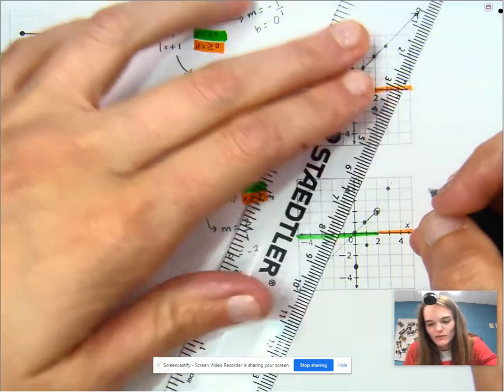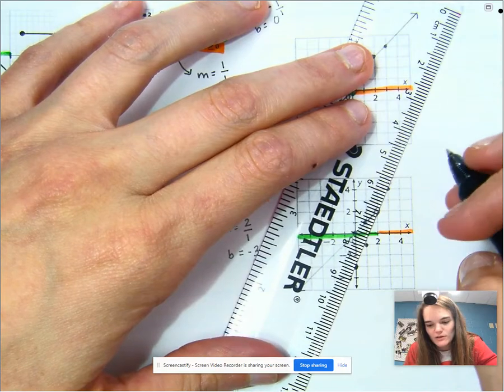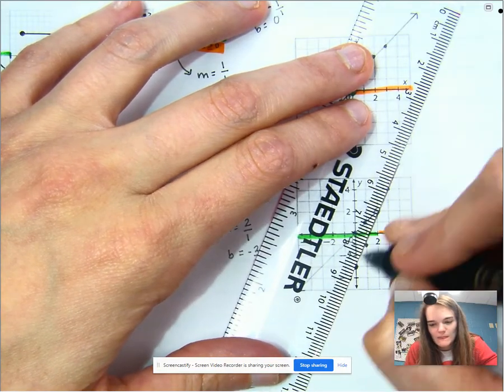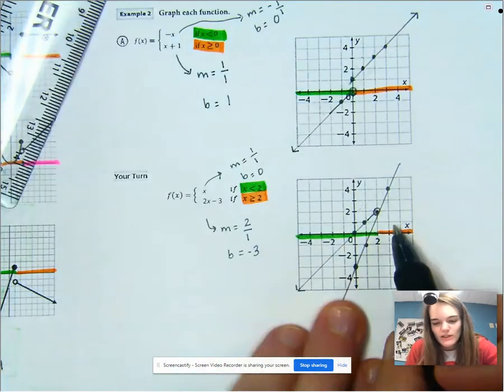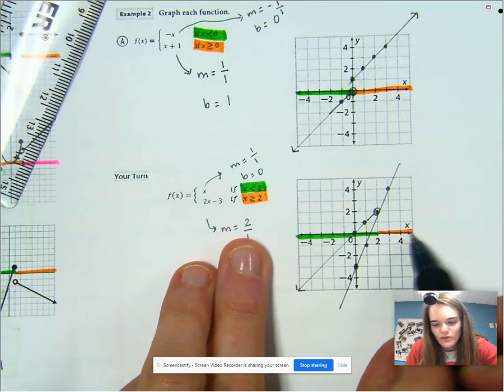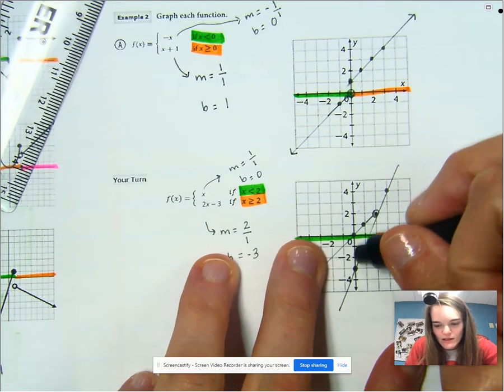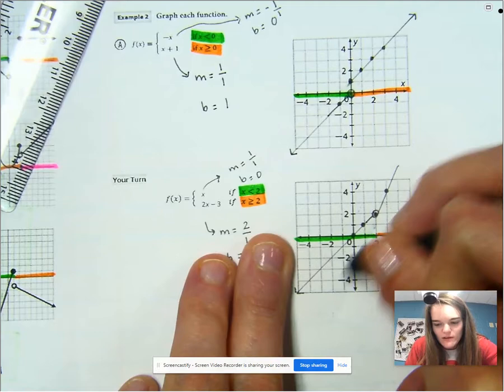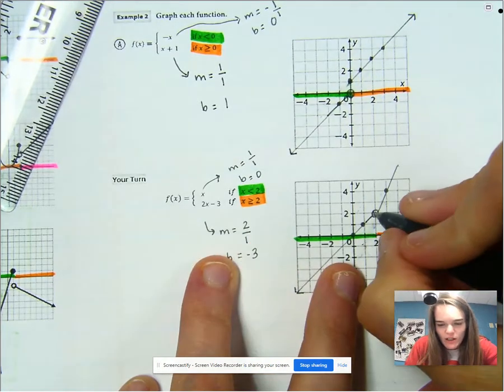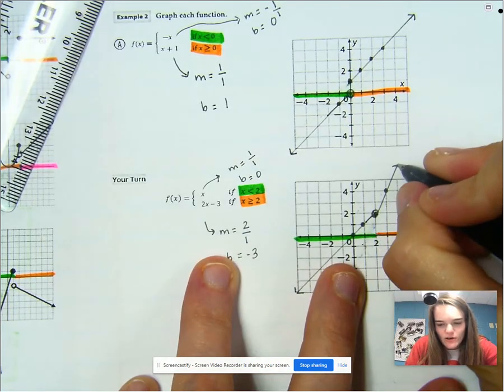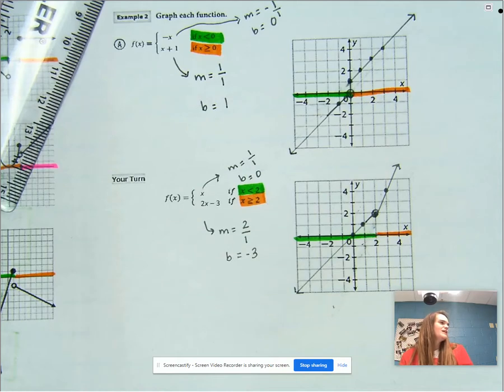Then we'll talk about what pieces we need and what we don't. Okay. We only need the values that are greater than or equal to 2, which means we don't need these. We need a closed circle here and it to go on forever. There is my piecewise function.